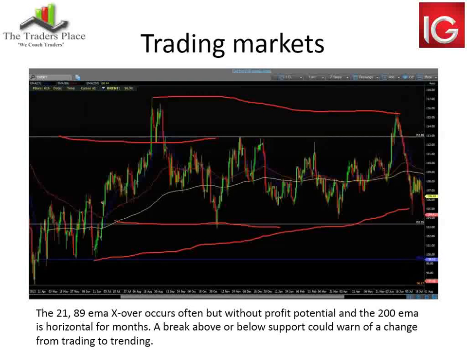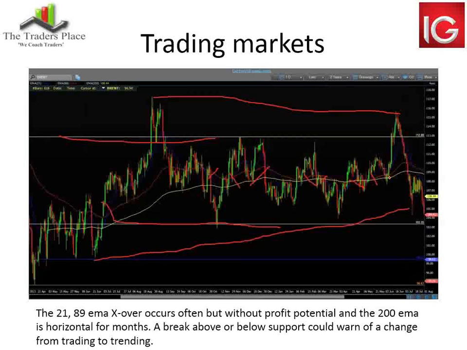The other thing to note is where the 21 and the 89 cross, we're not going to make any money. So we can see that there's no trend. We don't want to be trading moving average crossovers if there's no trend, and we can see all the signals there, long and short, you would have lost money.